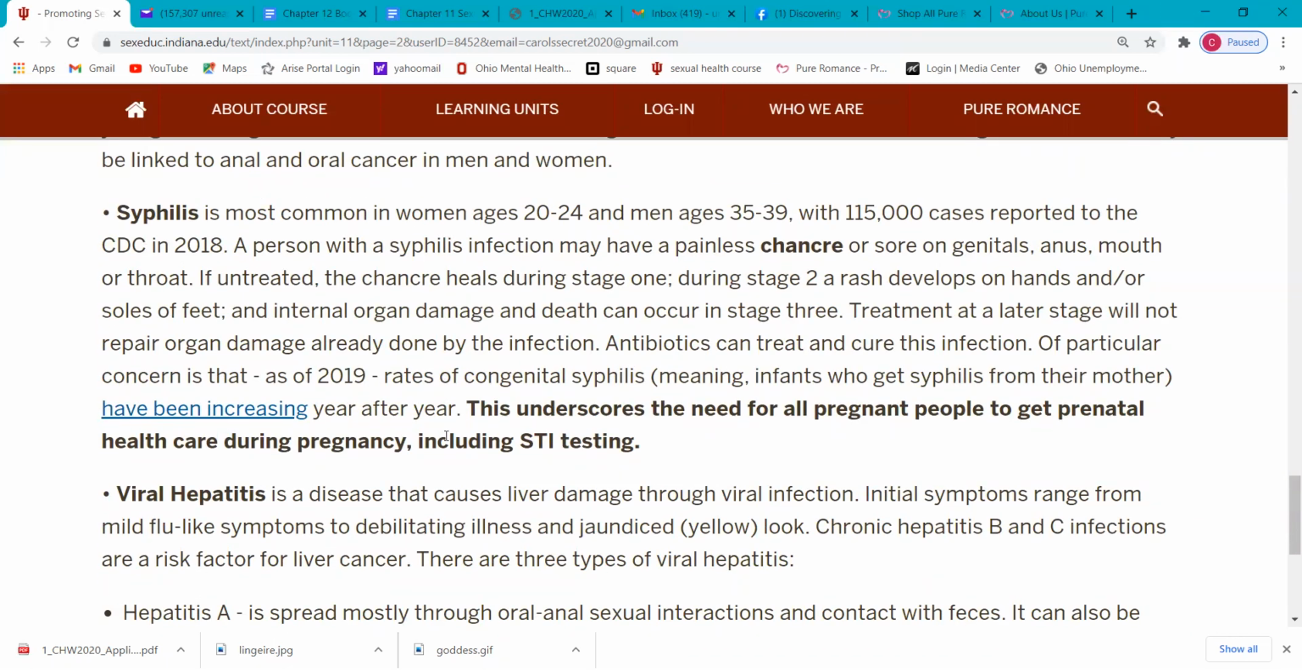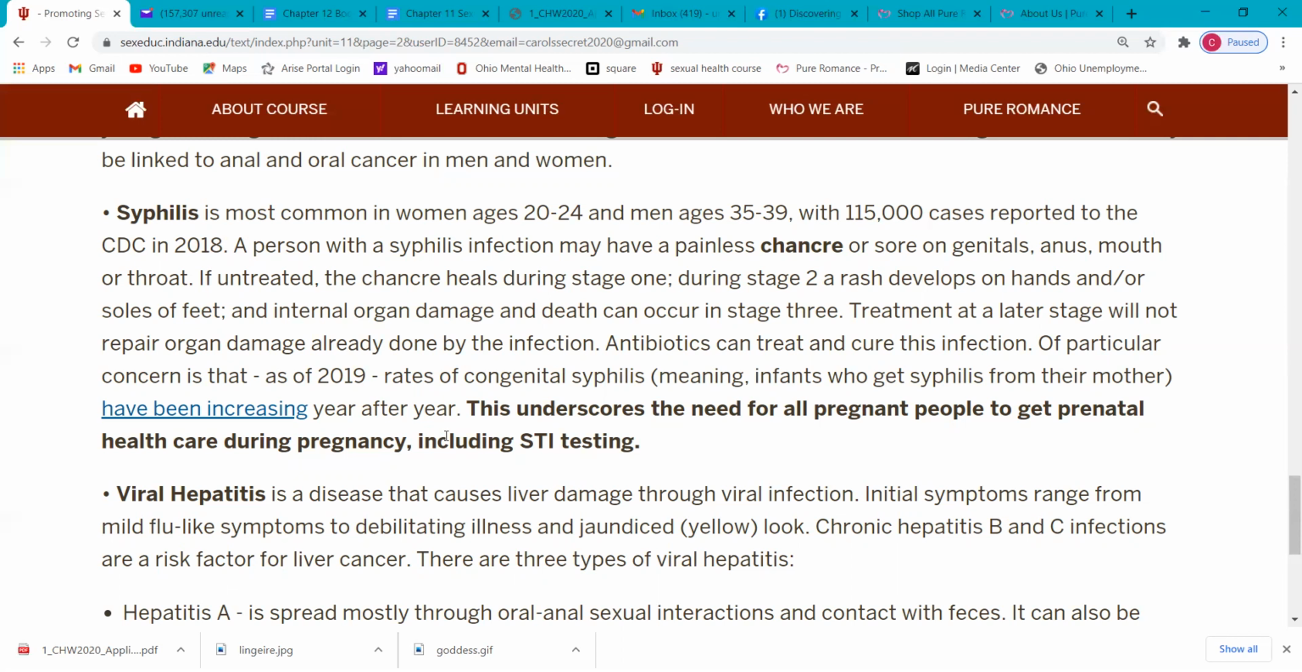Syphilis. Syphilis is most common in women among the ages of 20 to 24 and men 35 to 39, with 115,000 cases reported to the CDC in 2018. A person with a syphilis infection may have a painless canker or sore on their genitals, anus, mouth, or throat. If untreated, the cankers heal during stage 1, and during stage 2, a rash develops on the hands or soles of the feet, and internal organ damage and death can occur in stage 3.